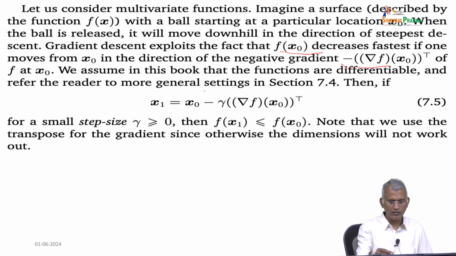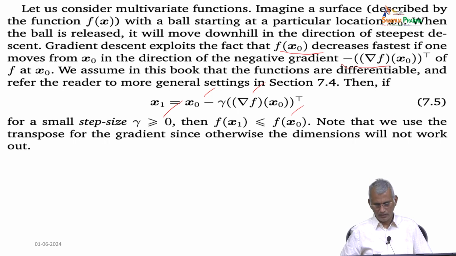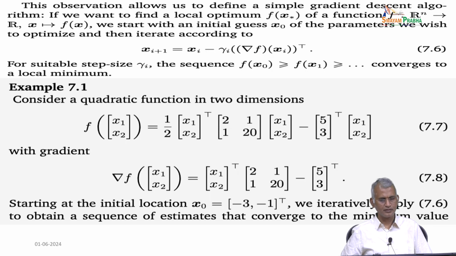If x1 equals x naught minus nu times the gradient del f of x naught, whole power transpose, then for nu positive, f of x1 is less than or equal to f of x naught. We use the transpose of the gradient, otherwise the dimensions will not work out.